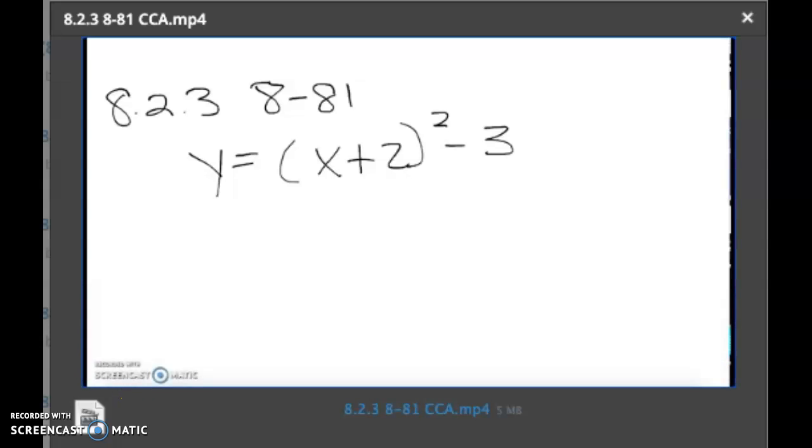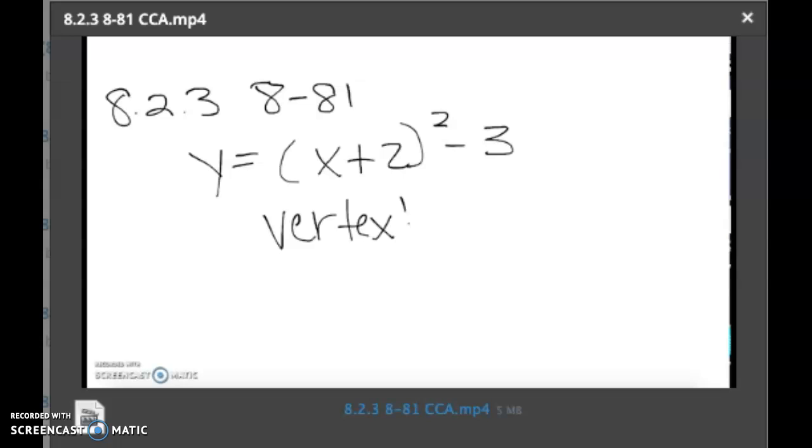Lesson 823, problem 881. In this problem, they want us to find the exact x-intercepts and the vertex of this quadratic equation. So I'm going to go ahead and find my vertex first. Since this is given to me in graphing form, I see it right away. Okay, so my y-coordinate of my vertex is -3.